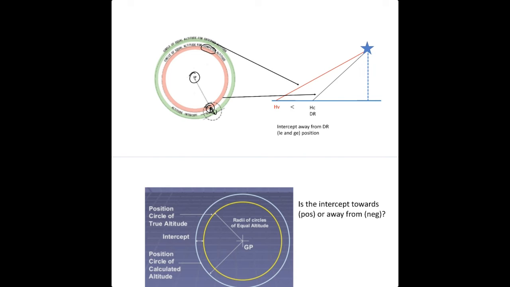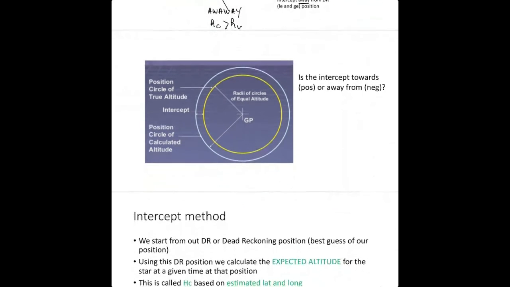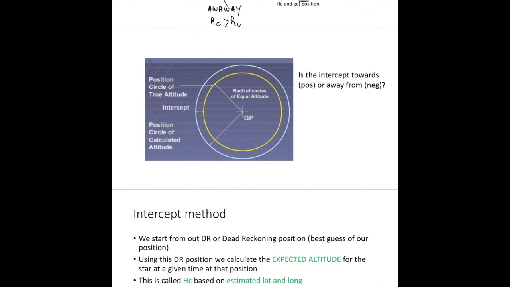So, starting from our assumed position, this is our true bearing. But we will have to mark the intercept now away from our true bearing. Why? Because our calculated altitude is bigger than our true altitude. This is what you can see here: HC is bigger than HV. So we have to mark the intercept away from our dead reckoning position. Okay, voilà. So in this case, what do you think? If this is our geographical position, and this is the position of the calculated altitude circle.